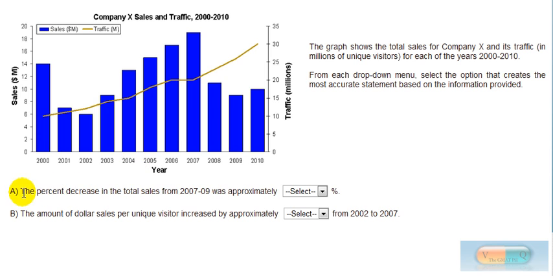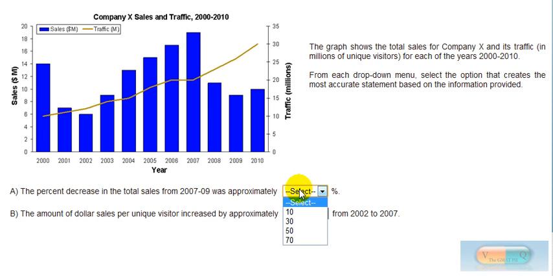So then you have the drop down stuff, part A: the percent decrease in total sales, which is the blue bar, from 07 down to 09 was approximately what percent? So this high point was around 19 million. This is around 8 or 9 million. So that's roughly around a 50% drop.